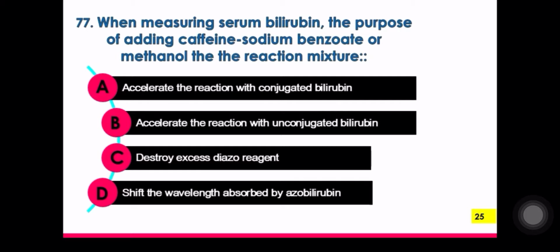Again, the question is about caffeine sodium benzoate or methanol. Correct answer is letter B, accelerate the reaction with unconjugated bilirubin. Unconjugated bilirubin is poorly soluble in aqueous solution. It reacts very slowly with the aqueous solution of diazotizing color reagent unless an accelerating reagent is added. The accelerating agent is caffeine sodium benzoate in Jendrassik and Grof, or methanol in Evelyn-Malloy. So for number 77, that is letter B.